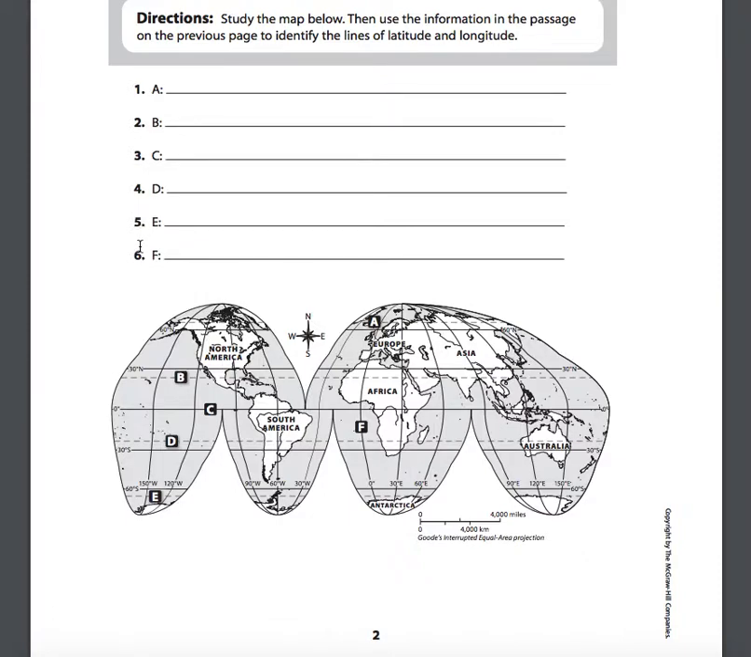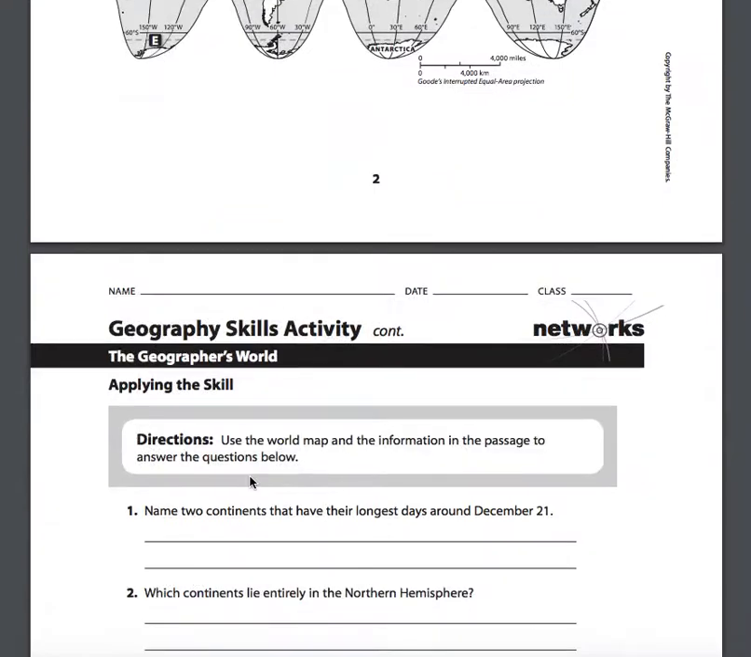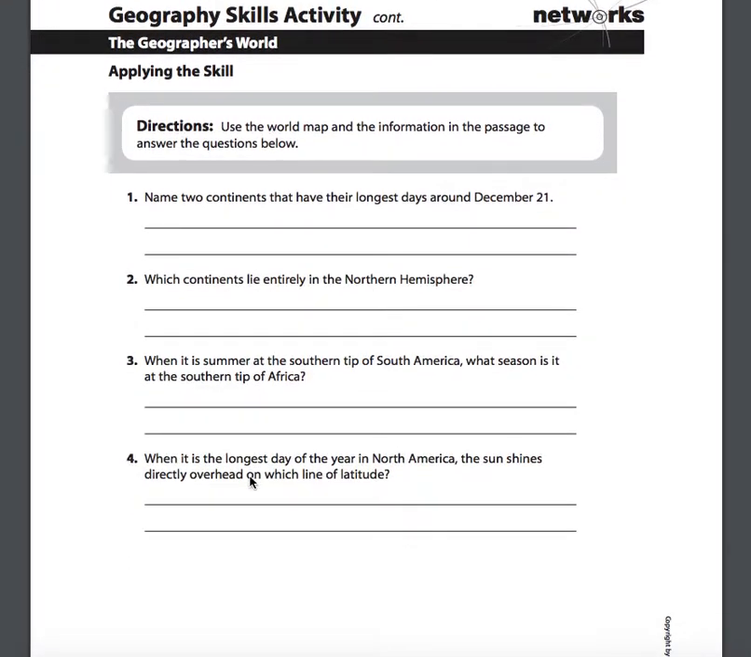Number 5 and 6, E and F, two letters yet to find. Letter E looks like it's down here in the bottom. That must again be the Antarctic Circle. And letter F, running through Greenwich, England, through the continent of Africa, down into Antarctica, that is going to be the prime meridian.